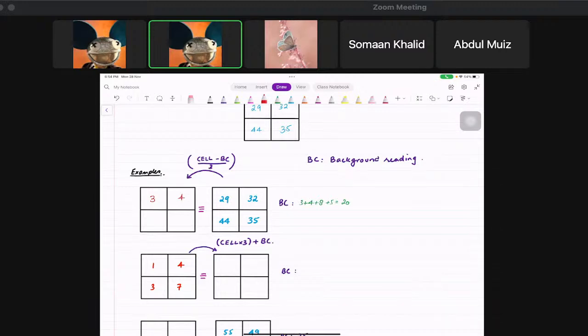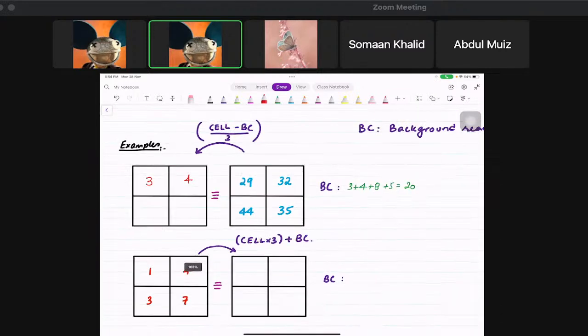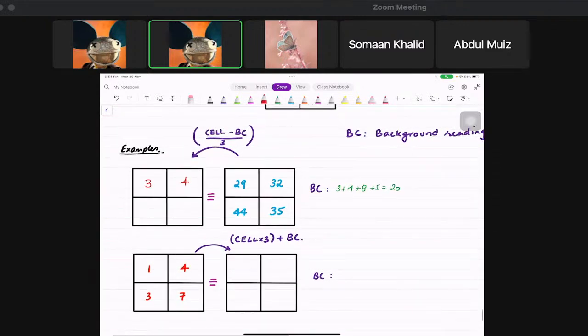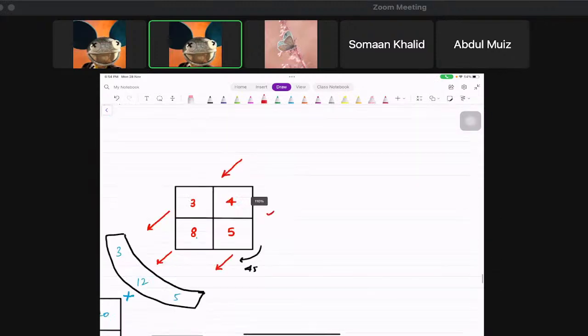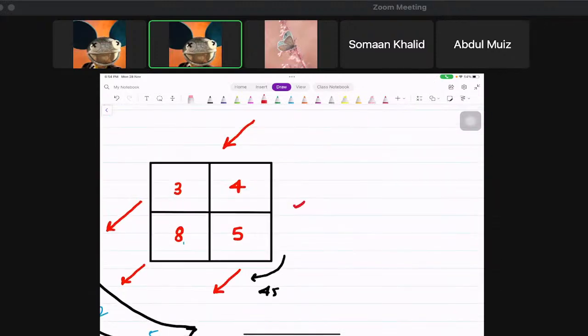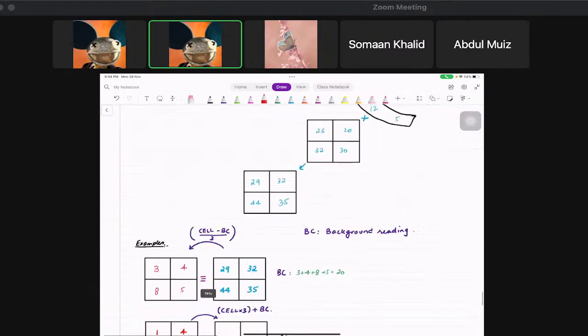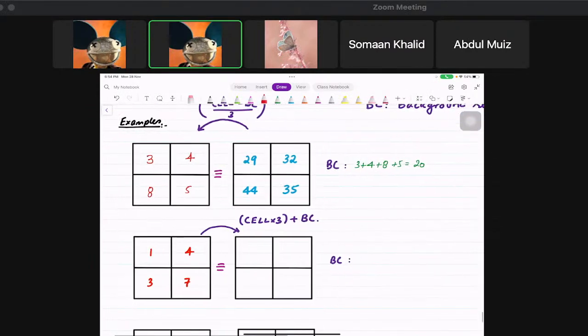And then here 44 minus 20 is 24, divided by 3 is 8. And then 35 minus 20 is 15, 15 divided by 3 is 5. So you might see that you're getting the same value that the original pixel values were. And then if you want to go back, like if they've given you something like this, you can find the background reading.